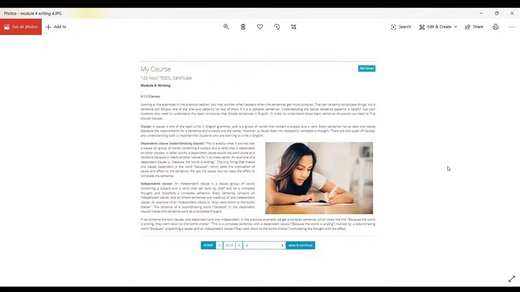So we saw the dependent clause start with the subordinating word, which is the word because. Since we combined them, it became one whole sentence. So this is a complete sentence with a dependent clause marked by a subordinating word, presenting a cause, and an independent clause completing the thought with the effect.